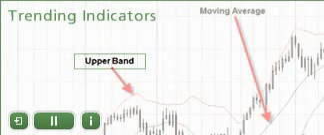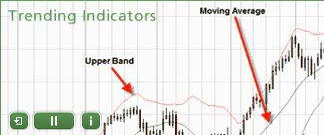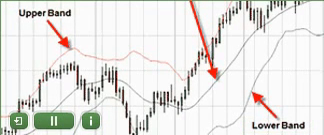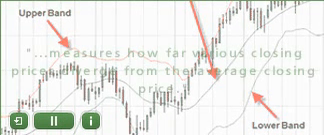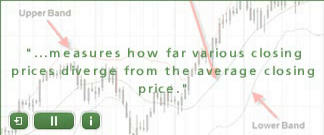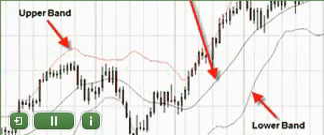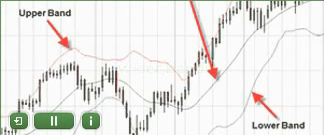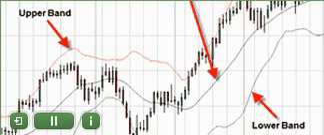The upper band is plotted 2 standard deviations above the 20-period moving average, and the lower band is plotted 2 standard deviations below the 20-period moving average. A standard deviation is a statistical term that measures how far various closing prices diverge from the average closing price. Therefore, 20-period Bollinger Bands tell you how wide or volatile the range of closing prices has been during the past 20 periods. The more volatile the currency pair, the wider the bands will be. The less volatile the currency pair, the narrower the bands will be. Let's now take a look at oscillating indicators.